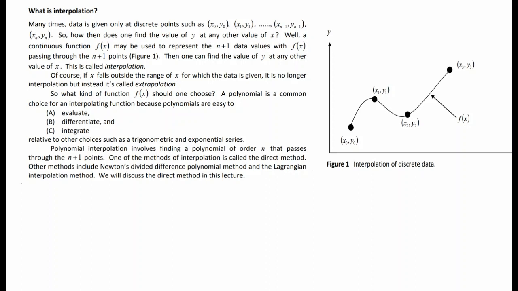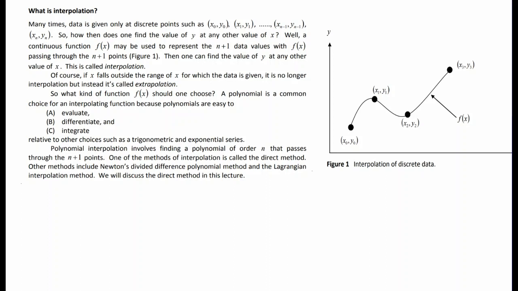In this video, I'm going to teach you about interpolation. Okay, so now let's look at what interpolation is. Many times data is given only at discrete points, such as x0, y0, x1, y1, all the way to xn minus 1, yn minus 1, and then xn, yn. So how then does one find the value of y at any other value of x?